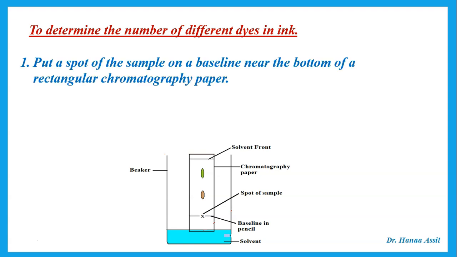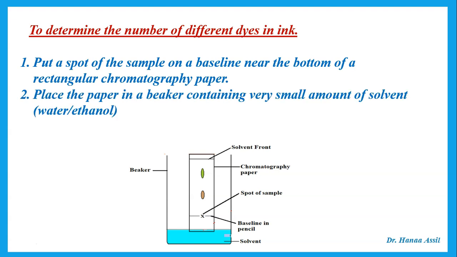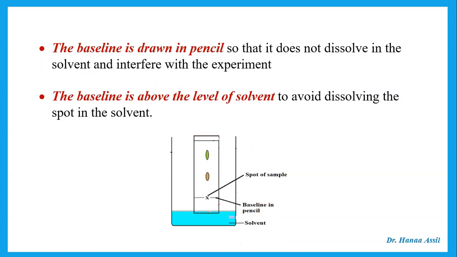So what we do is, again, put a spot of the sample on a baseline near the bottom of a rectangular chromatography paper. Place the paper in a beaker containing a very small amount of solvent. Usually our solvent is water. If we are required to suggest another one, it is ethanol. Allow the solvent to move up the paper, and this will separate it into different spots.